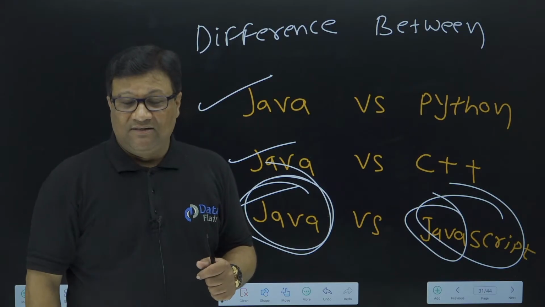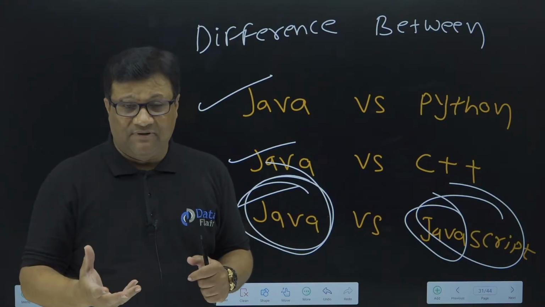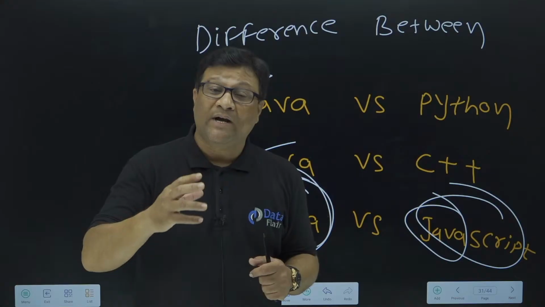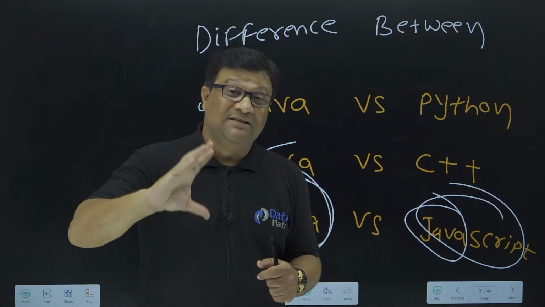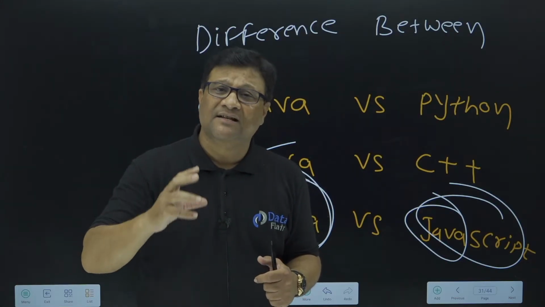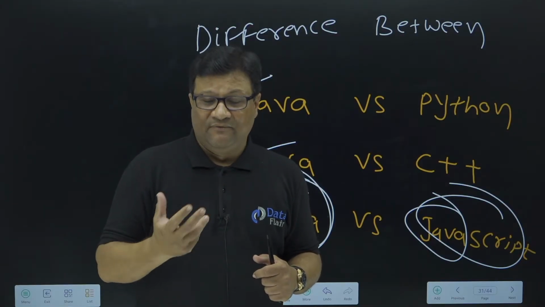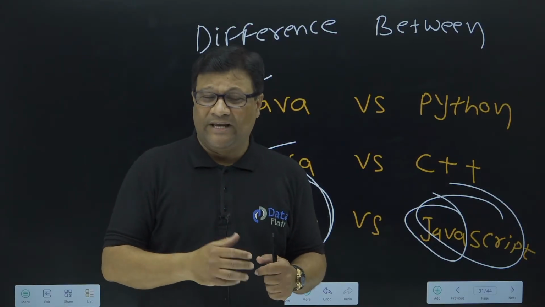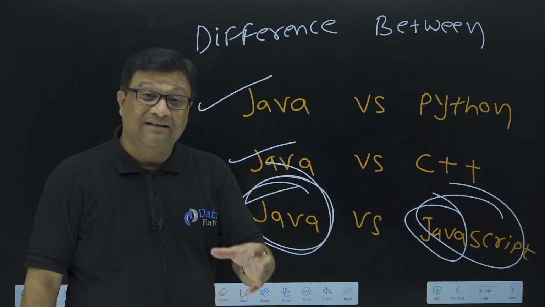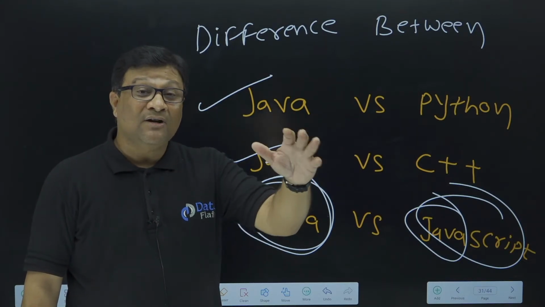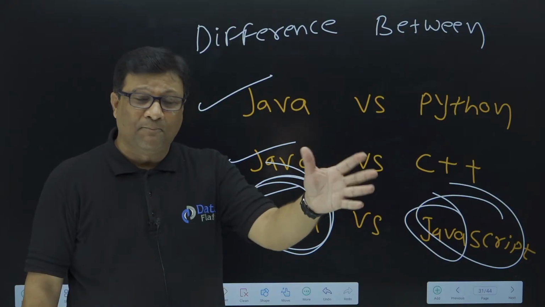JavaScript code was earlier executed by the browser. JavaScript is a browser-based language. JavaScript code is only executed by the browser. Earlier I told you, when JavaScript came to the market, JavaScript code was executed by the browser engine, which is the V8 engine in Google Chrome. So JavaScript is exactly a technology executed by the browser engine, and it is not a compiled language.